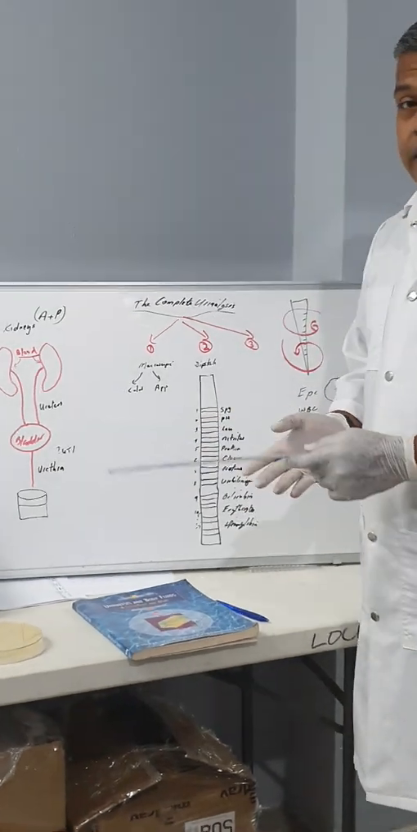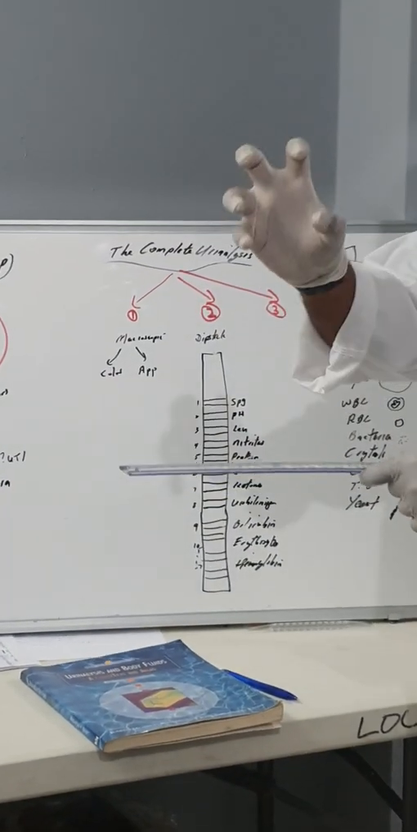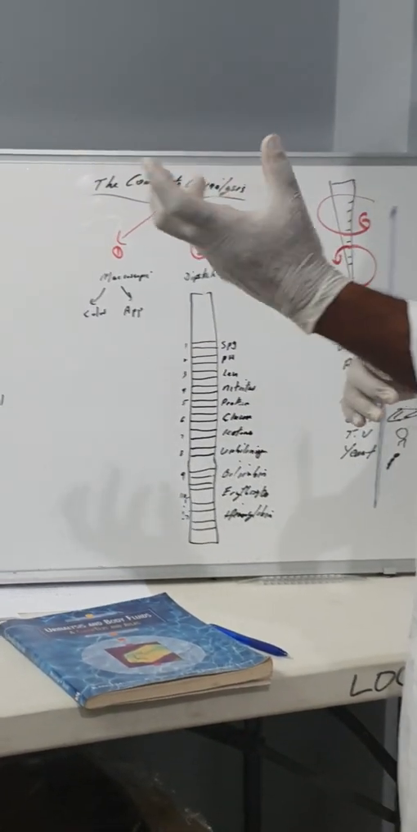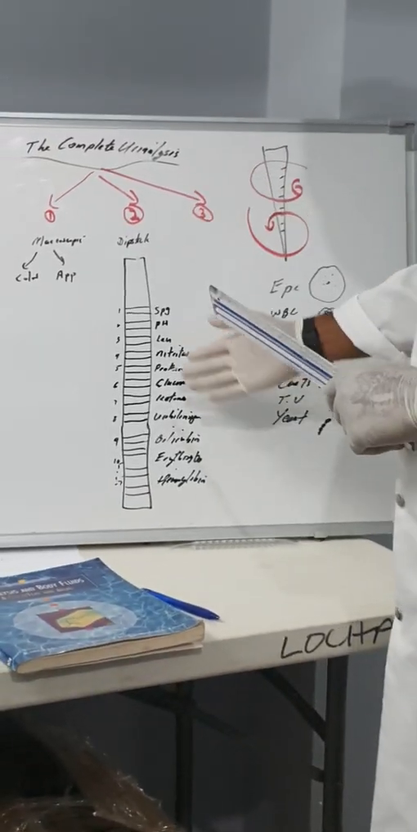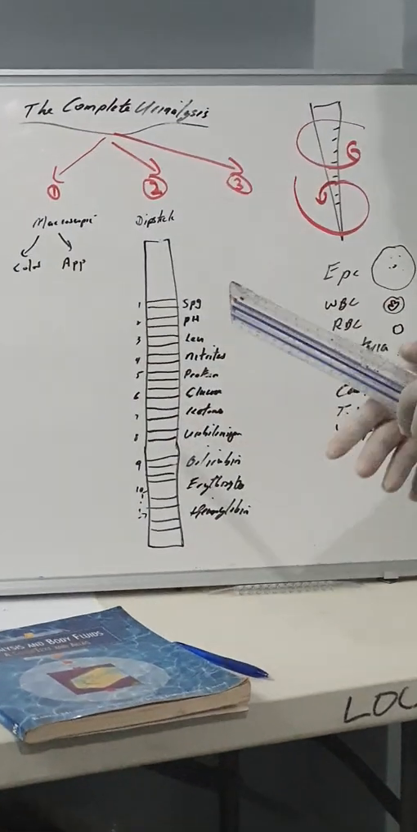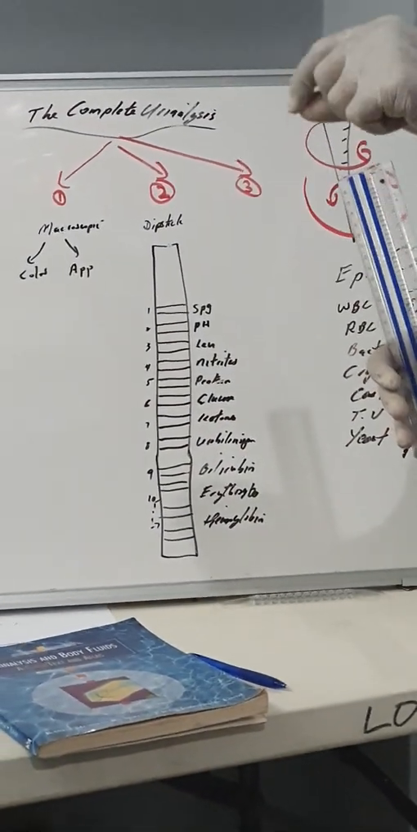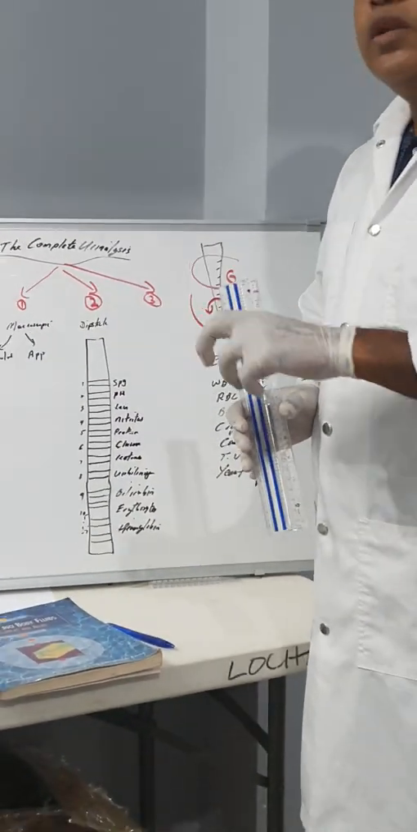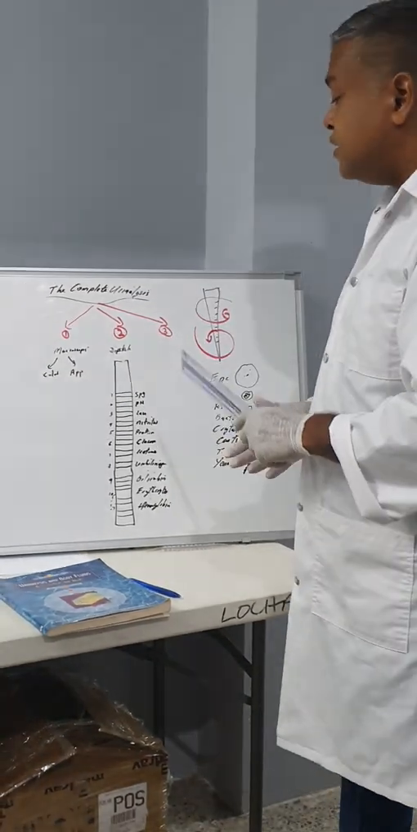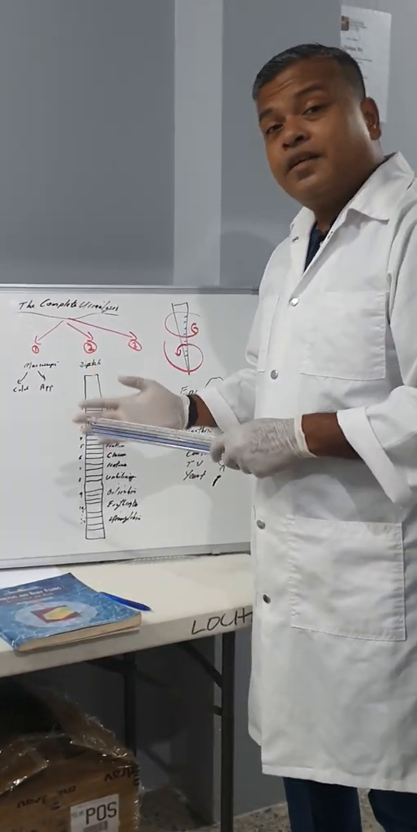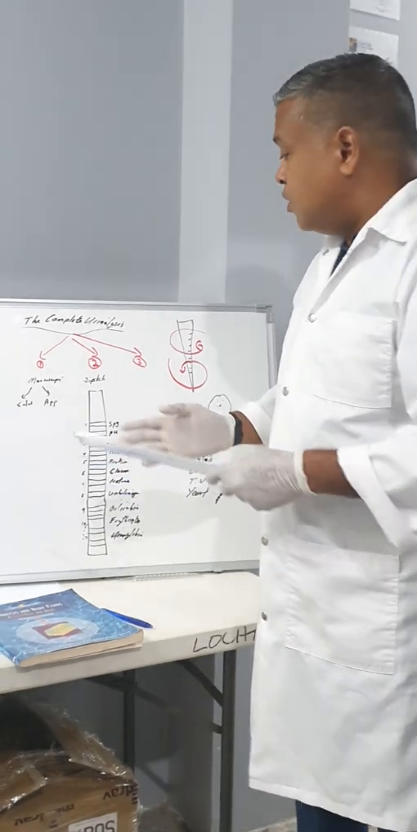A complete urinalysis is three phases. A macroscopic phase where we just look at the color and the appearance of the urine. And then many of us will be familiar with the dipstick. It is that strip that is placed in the urine, and we look for color changes. These different color changes will tell us different things.